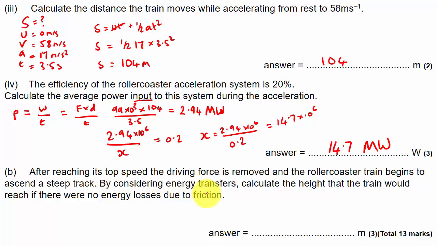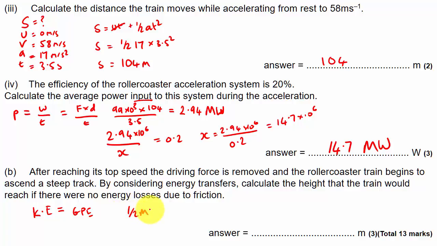After reaching its top speed, the driving force is released and it ascends up a steep track. By considering energy transfers, calculate the height the train would reach if there were no energy losses due to friction. Okay, so I think here we are thinking about an energy transformation. Kinetic energy gets converted into gravitational potential energy and there are no losses. So what's the formula for kinetic energy first?